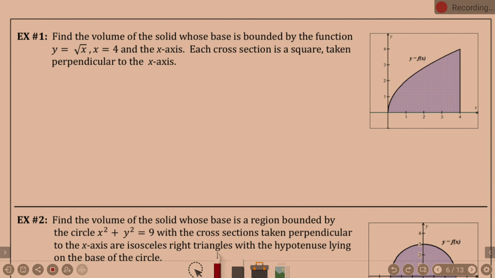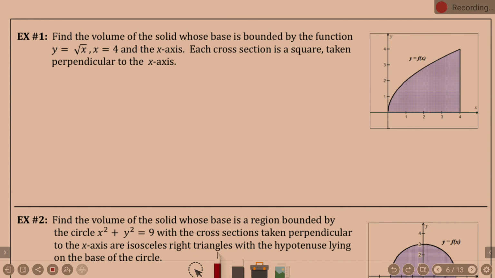Now, if we're just finding the area, we can only find the area of this two-dimensional flat piece, right? Volume is a 3D thing. So where the volume comes in is each cross-section taken is a square and is perpendicular to the x-axis. Now, this is something where I struggle insanely to draw this. But the idea is you're going to have squares.